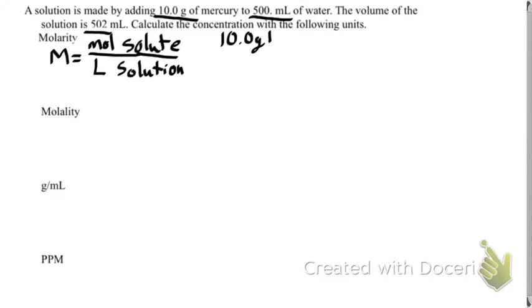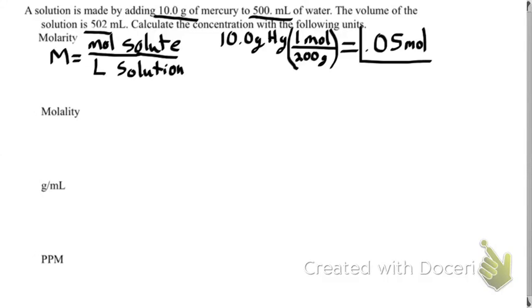10 grams of mercury, mercury is Hg, converted into moles will look something like this. For every 1 mole of mercury, on the periodic table, mercury's mass is 200 grams per mole, so there are 200 grams per mercury. When you divide 10 by 200, you get 0.05 moles. Okay, now this is going to be a really important number because we're going to use moles of solute for 2 of our concentration calculations. We're going to use it for molarity, we're also going to use it for molality, but we'll focus on molarity for the time being. So now we have our moles of solute.